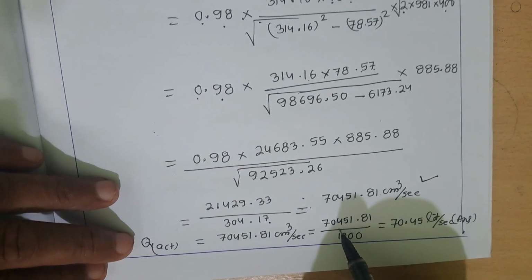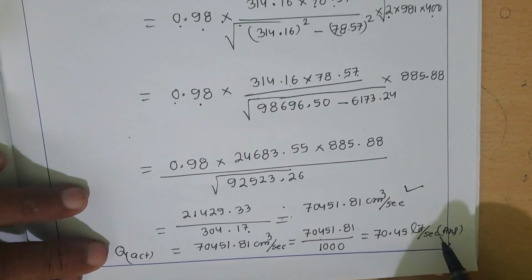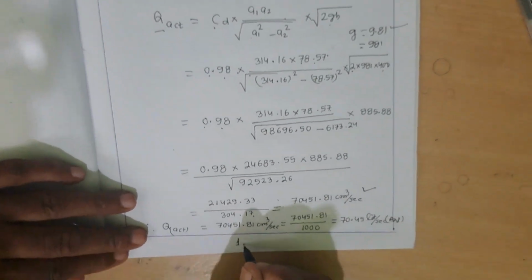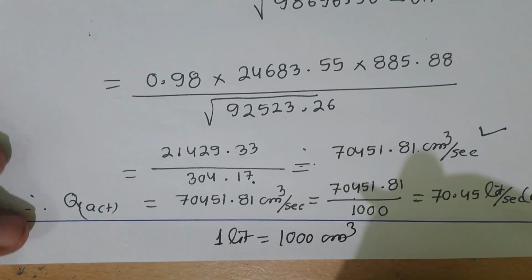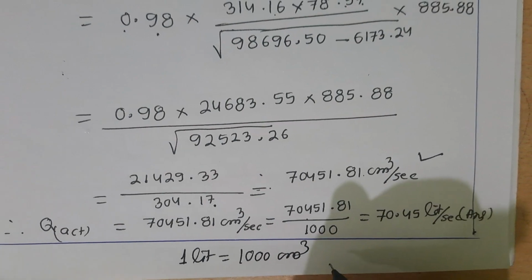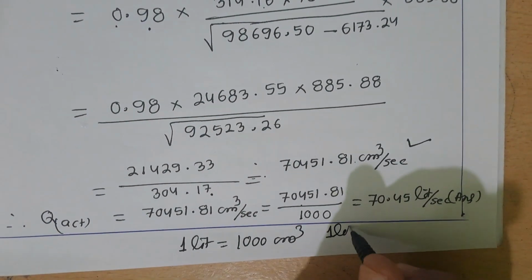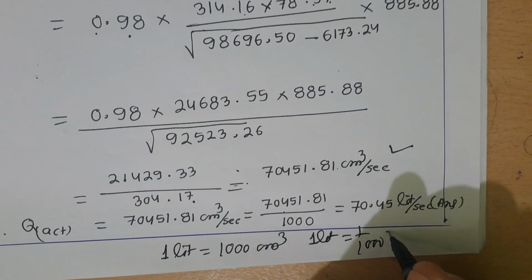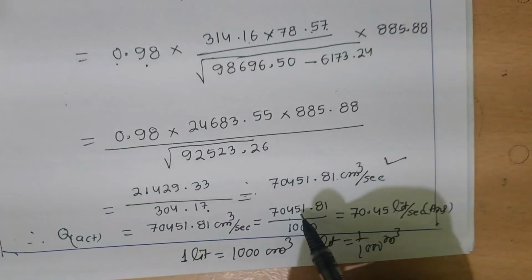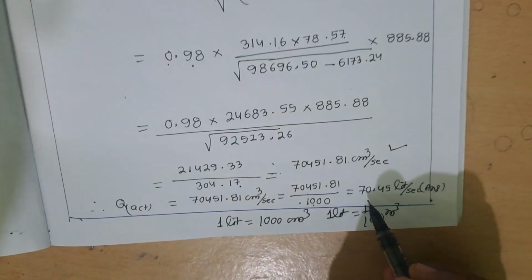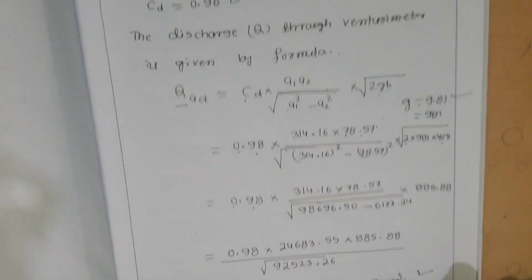70,451.81 divided by 1000 is equal to 70.45 liters per second, because you know that 1 liter is equal to 1000 centimeter cube, or 1 liter is equal to 1 by 1000 meter cube. Therefore, 70,451.81 divided by 1000 is equal to 70.45 liters per second. This is the required answer.